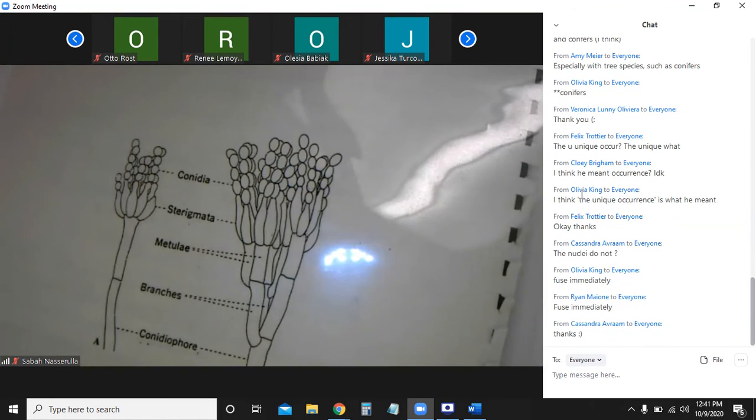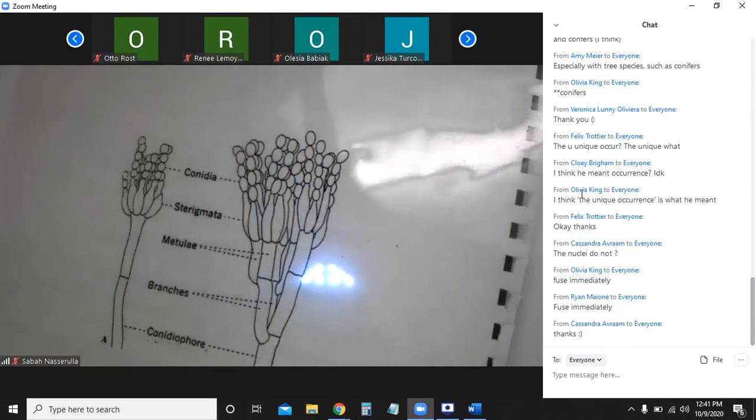So most of the asexual reproduction varies from species to species. This is Penicillium. Other species could have one conidium or two conidia, or could be branched or unbranched. Just to let you know, asexual reproduction in ascomycetes, and even in some basidiomycetes, is basically by the production of conidia on the conidiophore.